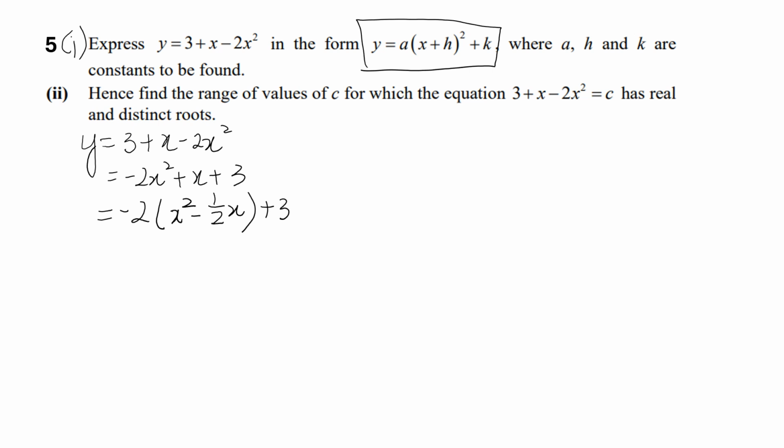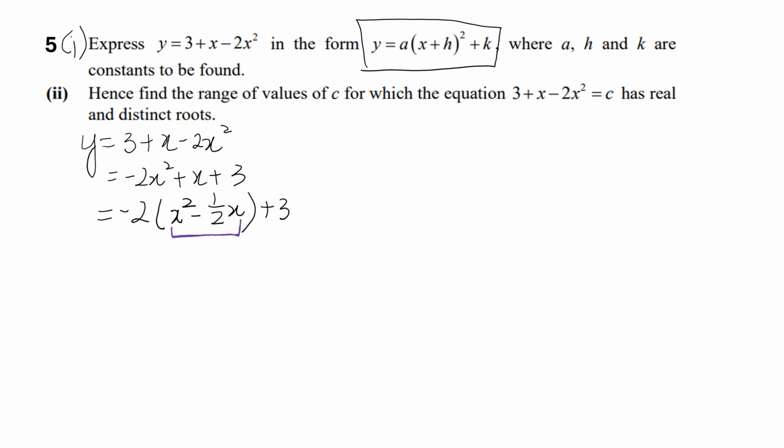Okay, so how do I get negative half here? It's quite easy. You just take the coefficient of x, which is 1, isn't it? Just take 1 divided by negative 2. So 1 divided by negative 2, isn't it negative half? That's how I get this answer here. Okay, so I need to perform completing the square for this.